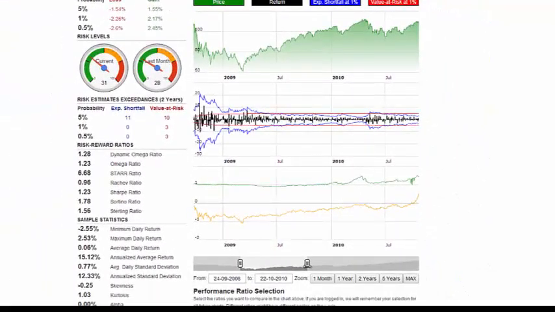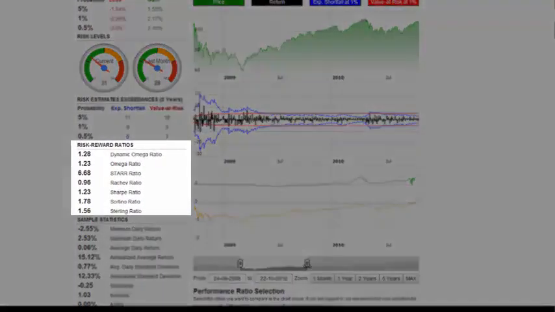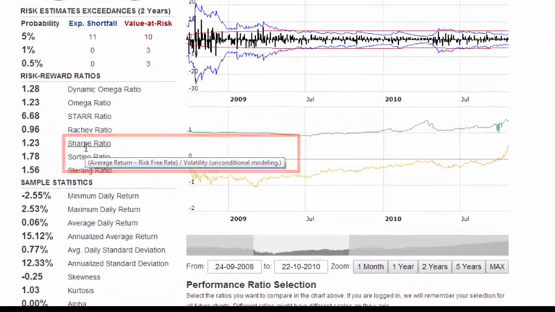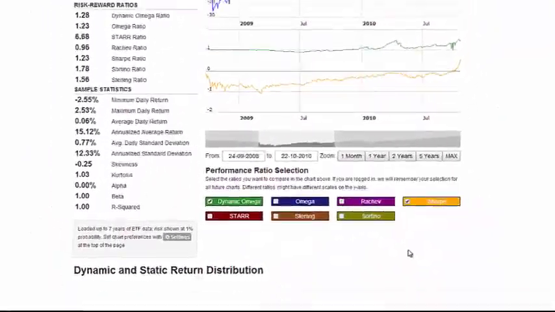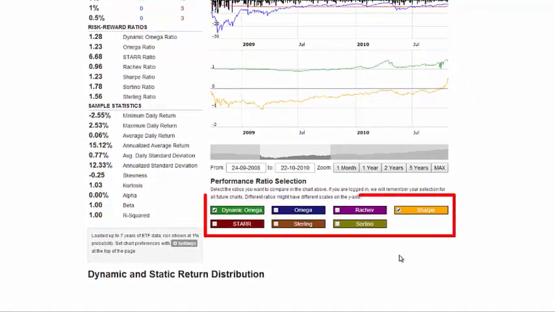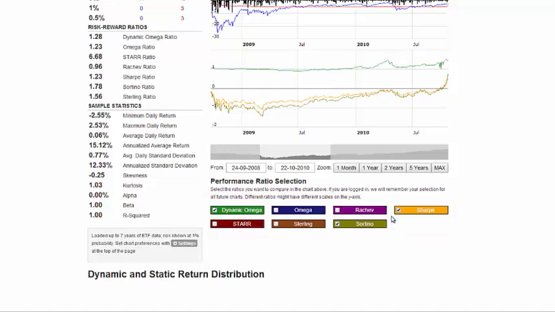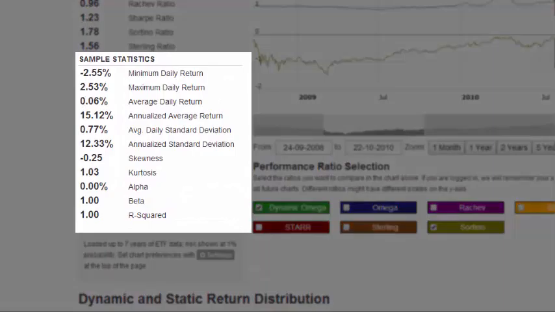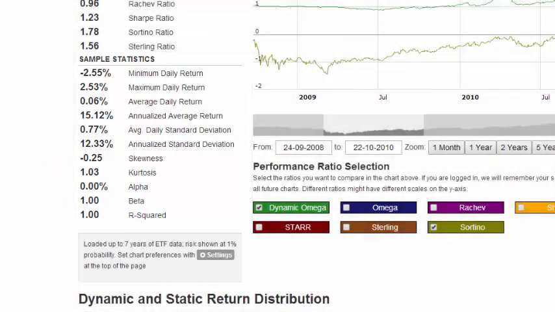Returning to our statistics, the next section reports on a number of risk-reward ratios. Hover over a specific metric to learn more. Under the dynamic charting feature, these metrics may be added or removed graphically. The next section presents sample statistics computed based on the most recent 2-year period. Included are max-min returns, average returns, skewness, kurtosis, and others.